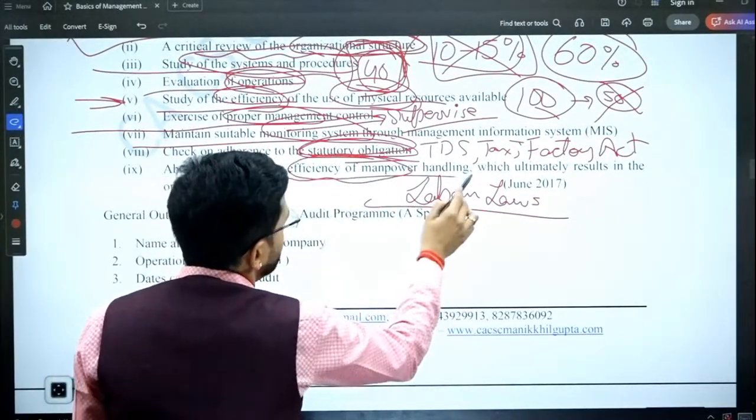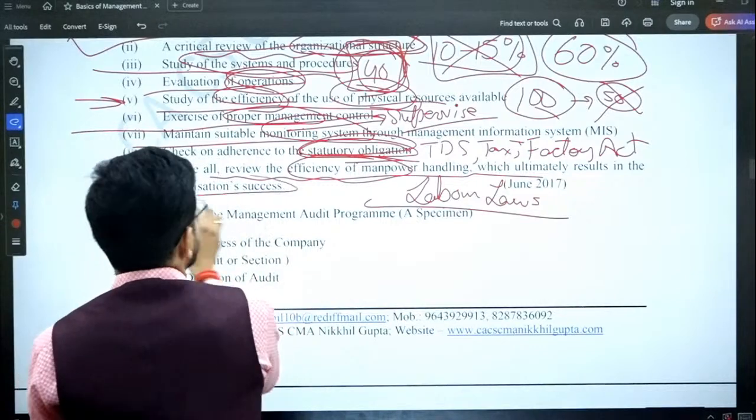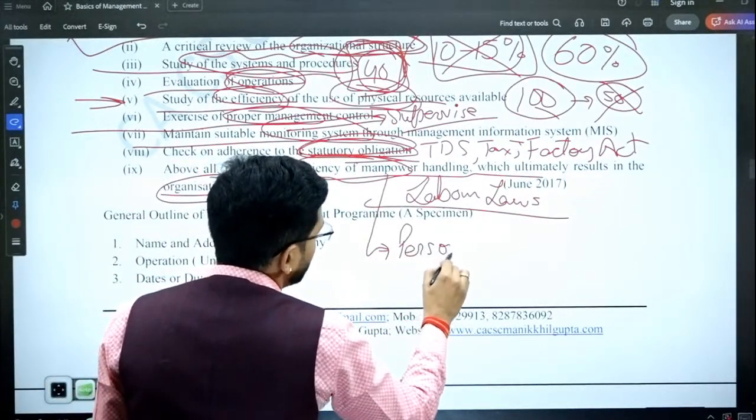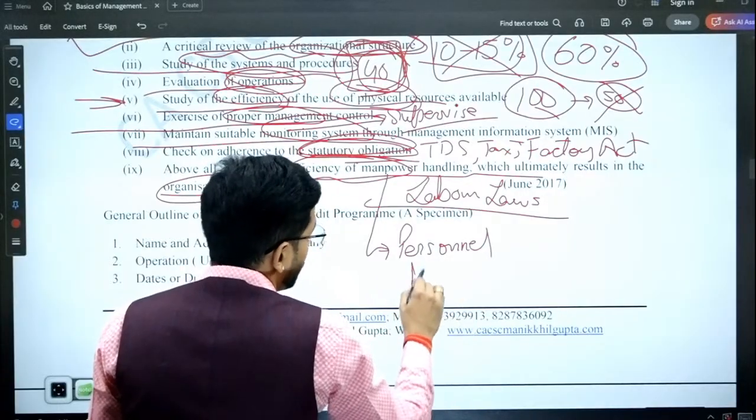Above all, review the efficiency of manpower handling, which ultimately results in organization success. Manpower handling means personnel management. How are you dealing with your management, with your personnel?